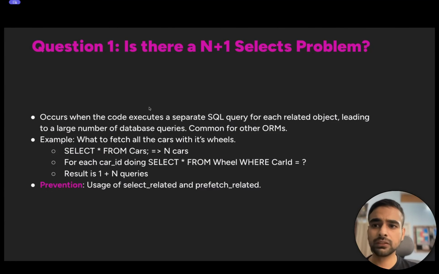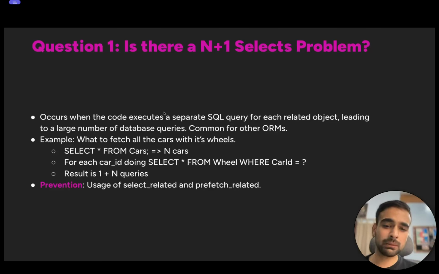So I think the first question that you can ask is: is there an n+1 selects problem happening? This is a very frequent thing which I have seen happen in different backends. It usually occurs when code executes a large number of SQL queries for fetching data from the database. And it is very common with ORMs. So I'll give you an example of what it is like.